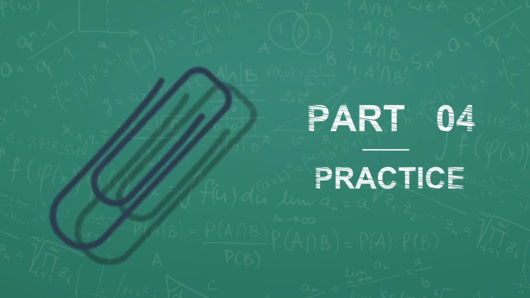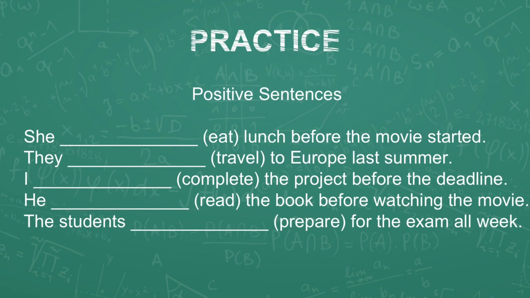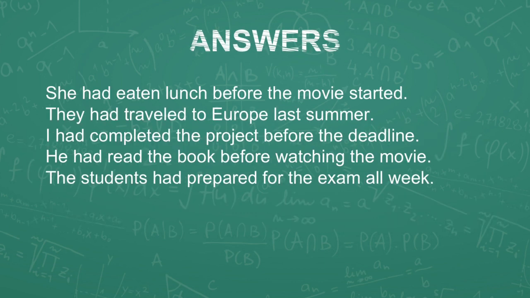Right, let's do some practice now. So positive sentences, you have some sentences with blanks to fill in. So I would encourage you to pause the video and work out the answers. And when you're ready, here we go. So the answers are: she had eaten lunch before the movie started. They had traveled to Europe last summer. I had completed the project before the deadline. He had read the book before watching the movie. The students had prepared for the exam all week.